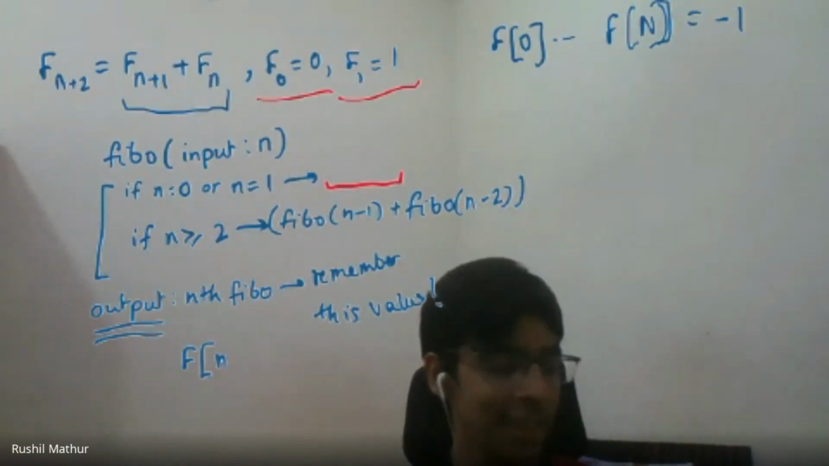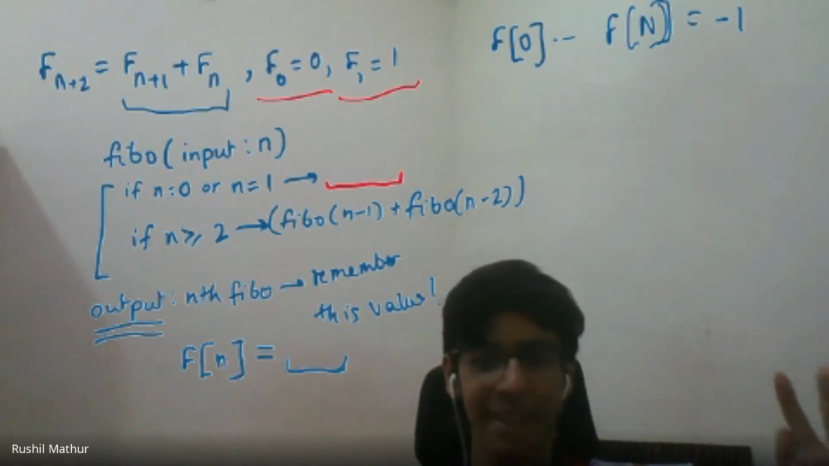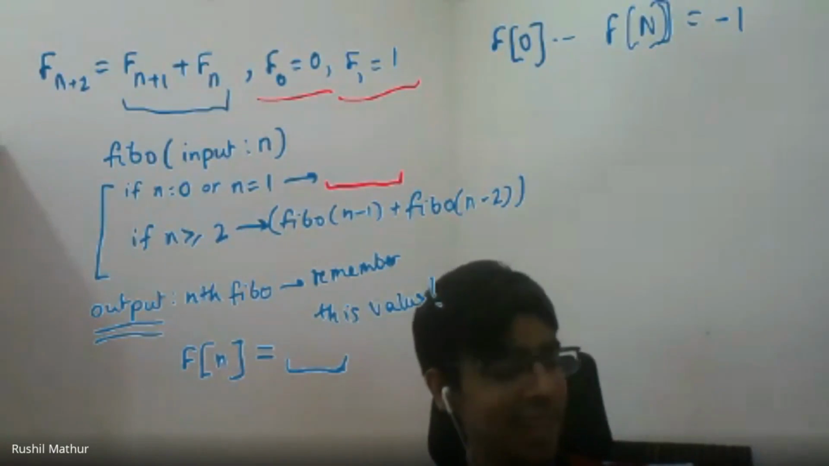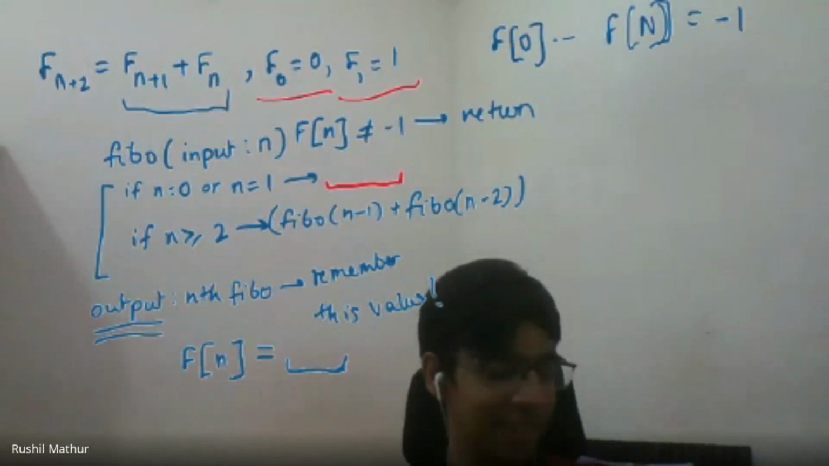Every time you calculate a Fibonacci number, you say, okay, it's no longer minus 1, now I have calculated it. So now this is the value. I have calculated it, remember it. And while starting the function, you say, if this fn is not equal to minus 1, meaning I had calculated it earlier, then just directly use it. There is no need to do all of this over again. So this is the idea of memoization.